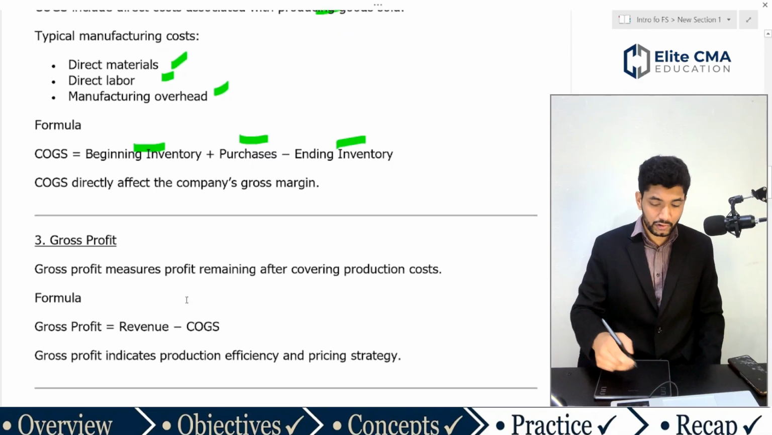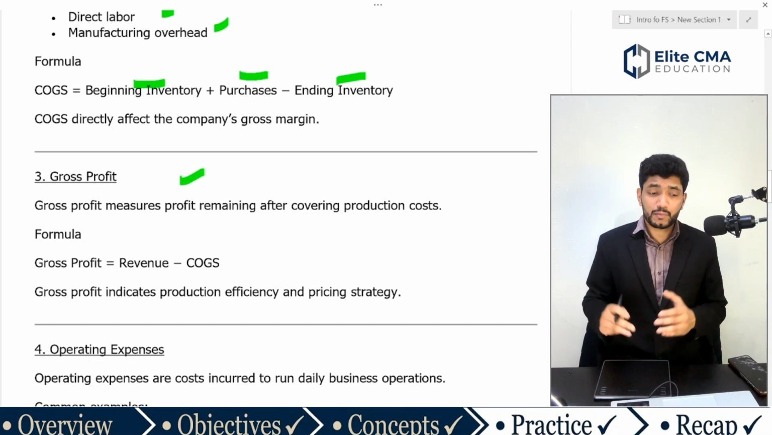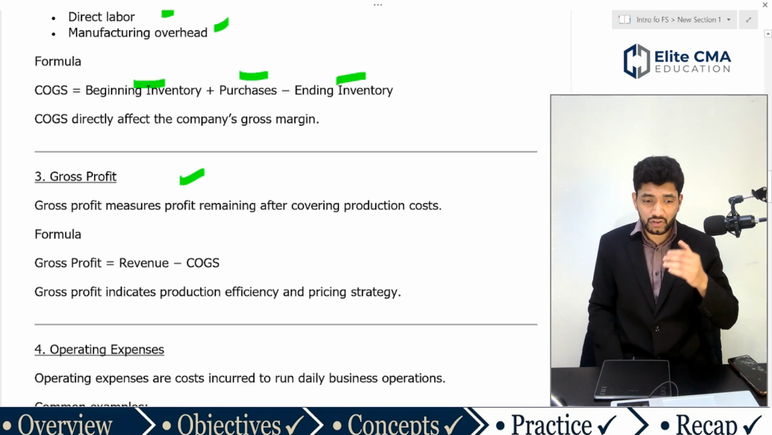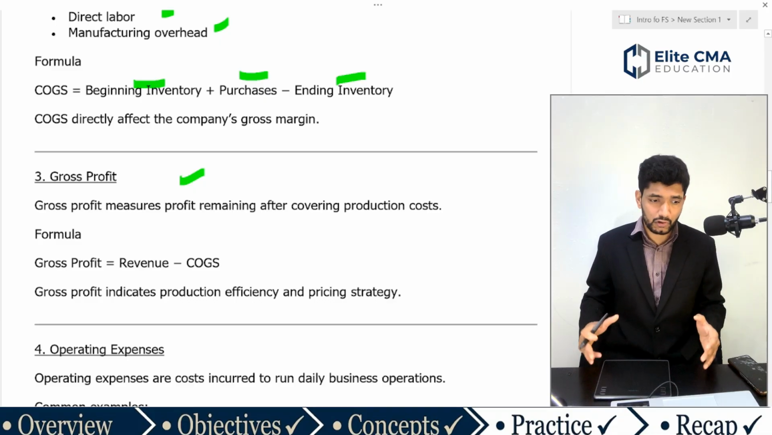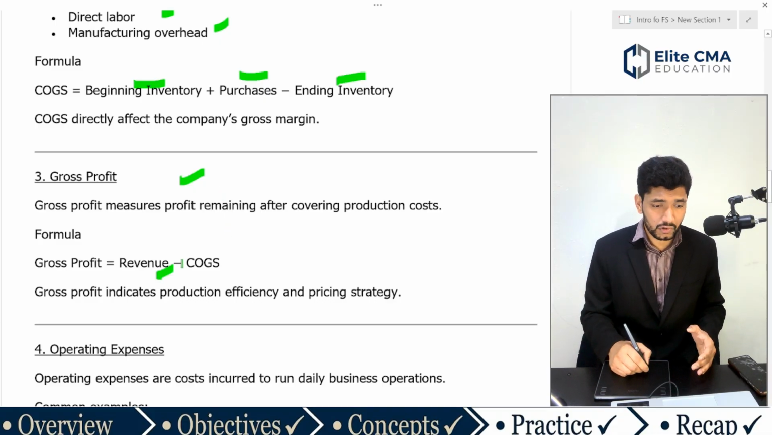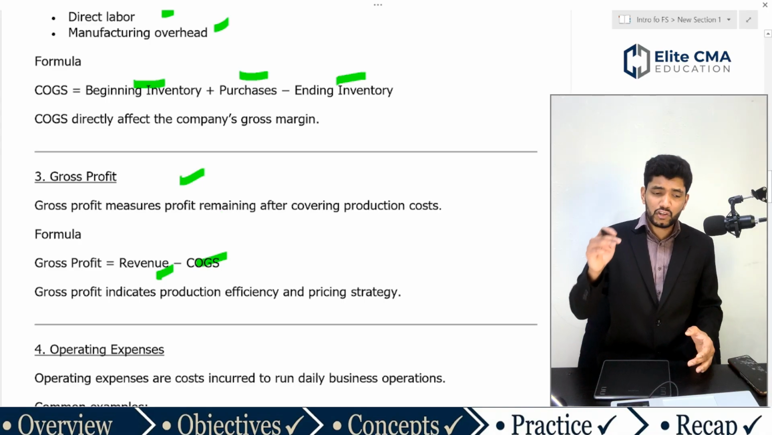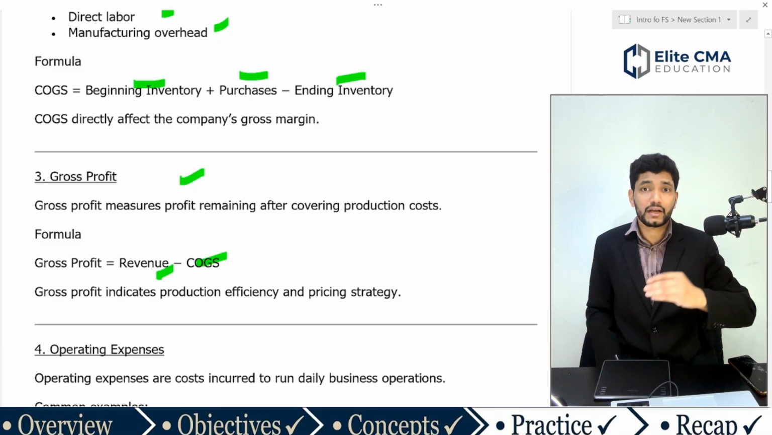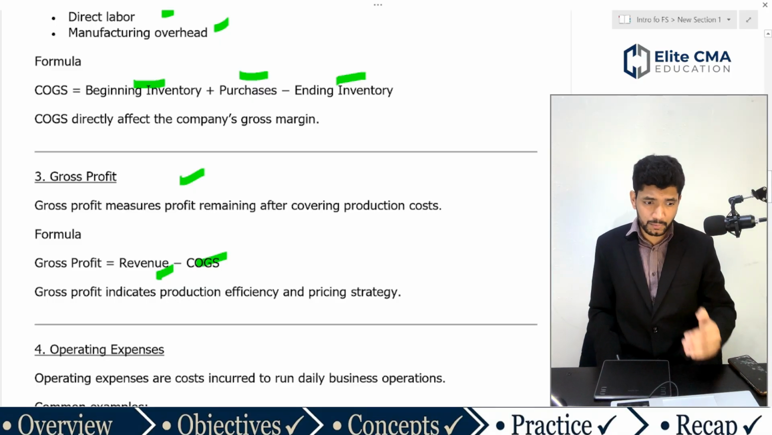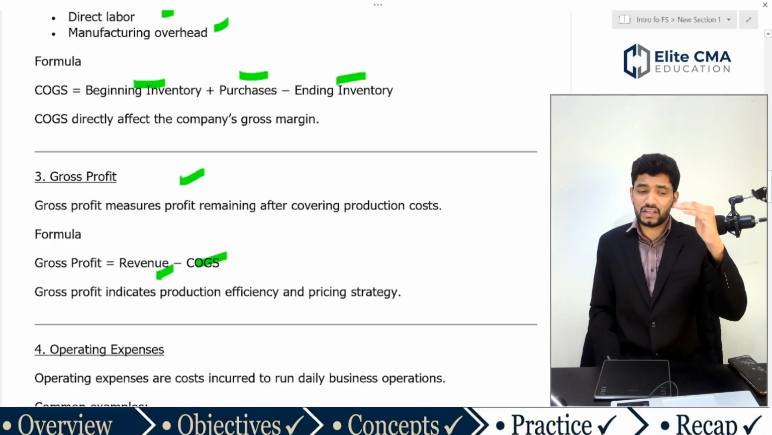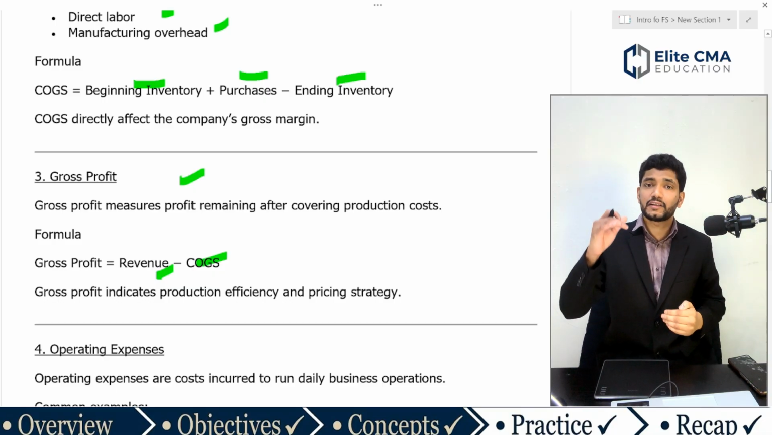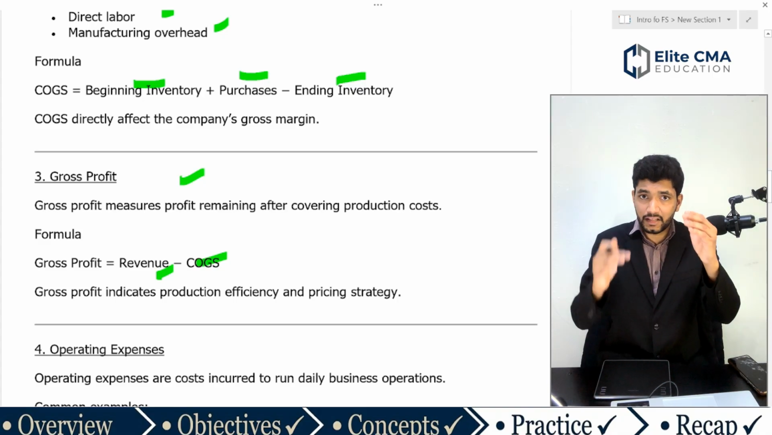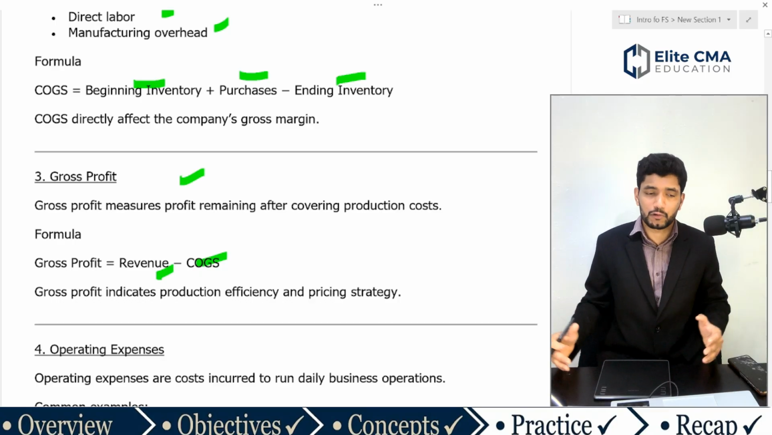The third component is gross profit. Gross profit measures the profit remaining after the production cost, or after the cost of goods sold. The formula for gross profit is revenue minus cost of goods sold. Gross profit indicates production efficiency and pricing strategy. So if a company has a good gross margin or gross profit, it indicates a good pricing strategy and good production cost or purchase cost. All this will affect the gross profit.